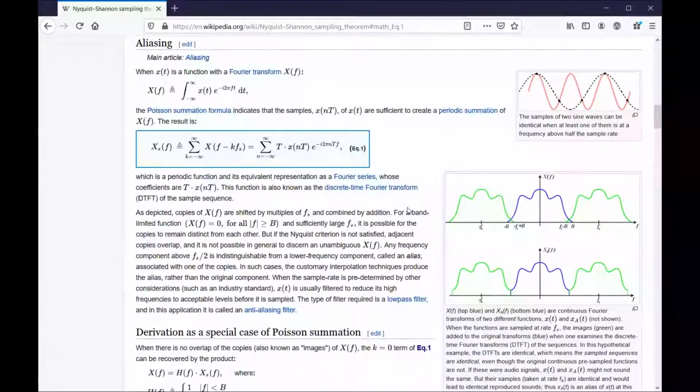So if I wanted to, I could start reading this section about aliasing. Main article, link aliasing, link file CPT sound Nyquist theorem, link enlarge. The samples of two sine waves can be identical when at least one of them is at a frequency above half the sample rate. When x of t is a function with a link Fourier transform x of f. And by the way, the x of t is coded as math. So if you wanted to, you could navigate to it. X of t. X of t, it said that with one press of the right arrow key.